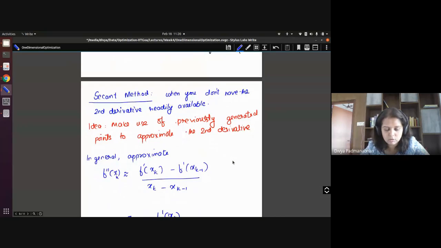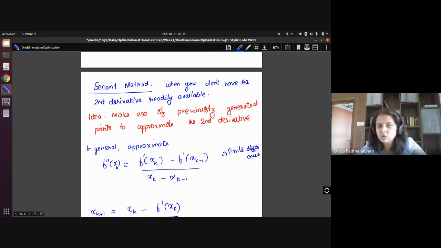This is called the method of finite differences, where you have some previous points available to you: x1, x2, and so on up to xk. The second derivative you just approximate with the difference of the function values f dash at xk and xk minus 1. Remember, by definition, this is just the limit of this difference as xk and xk minus 1 are very close by. So this is trying to compute it numerically.